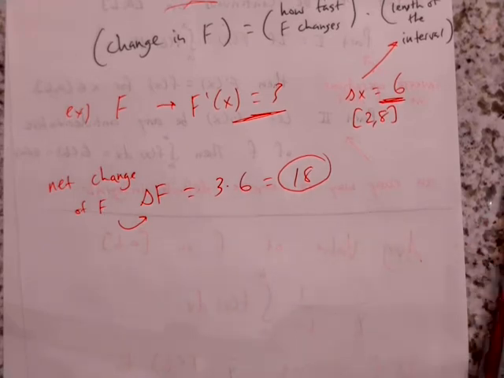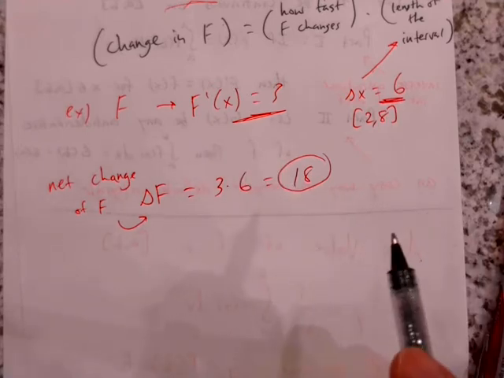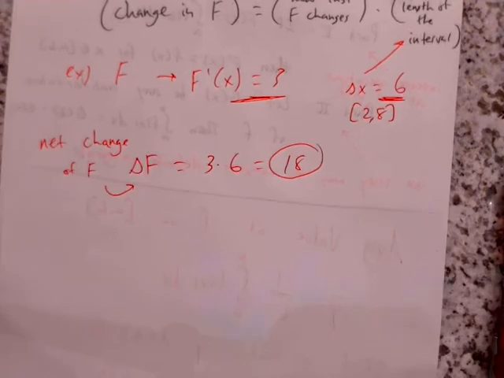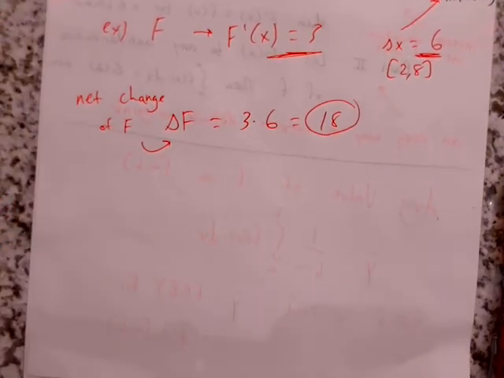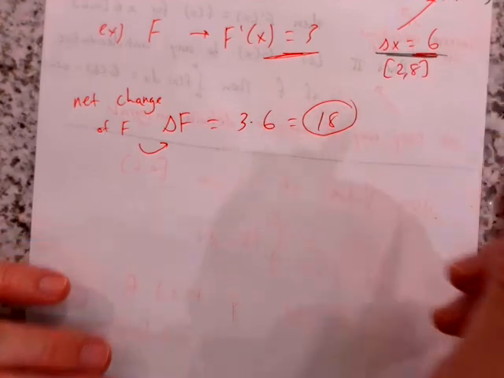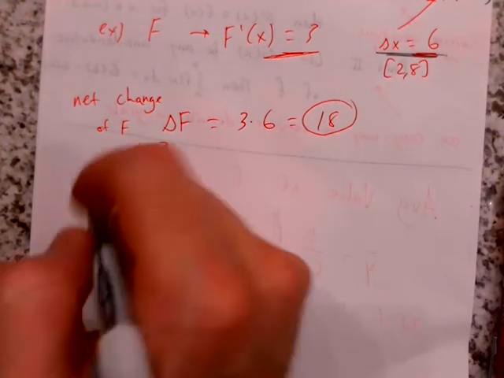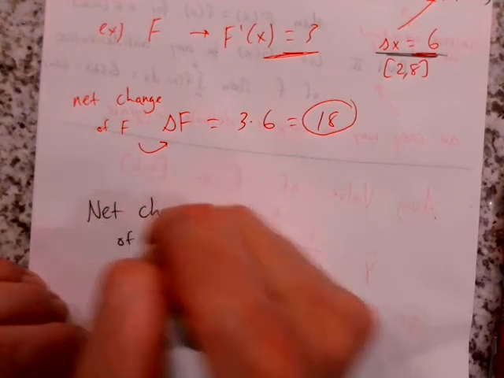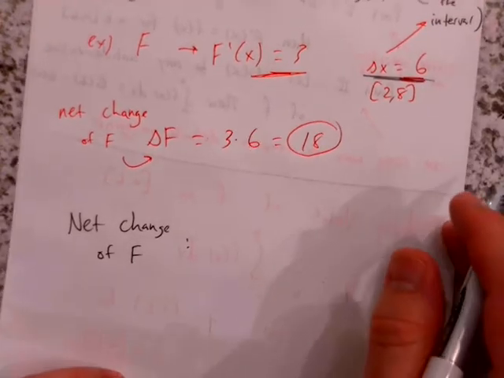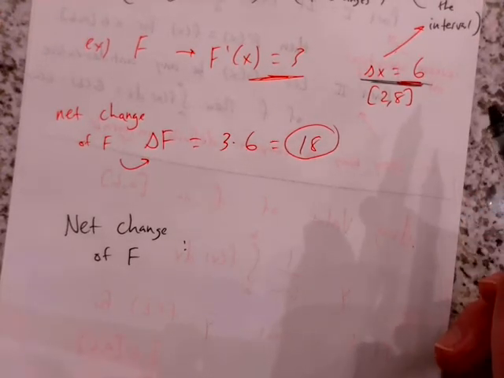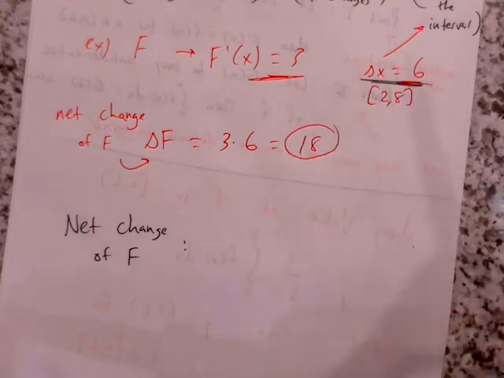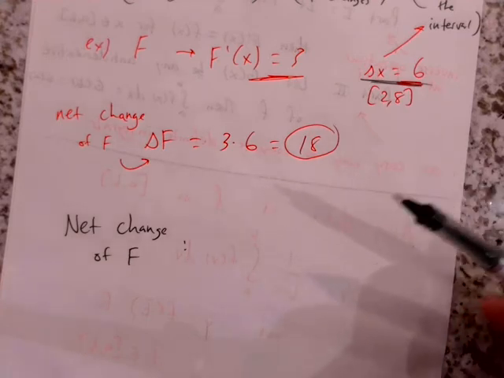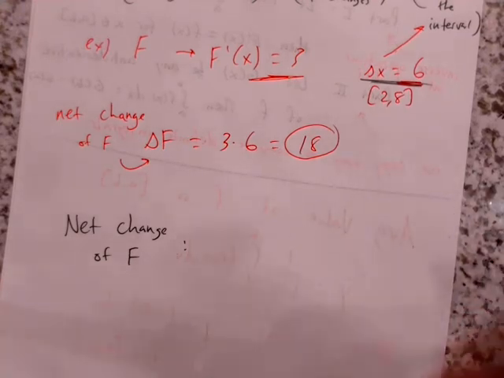But what if your function is not constant for its rate of change? What if your function had a variable rate of change? Well, if your function has a variable rate of change, what you could do is break the interval into a bunch of tiny pieces. You take the average slope on each of those tiny intervals, multiply the slope times the length of the interval to get how much the function changed on that one piece, and then you add them all up.